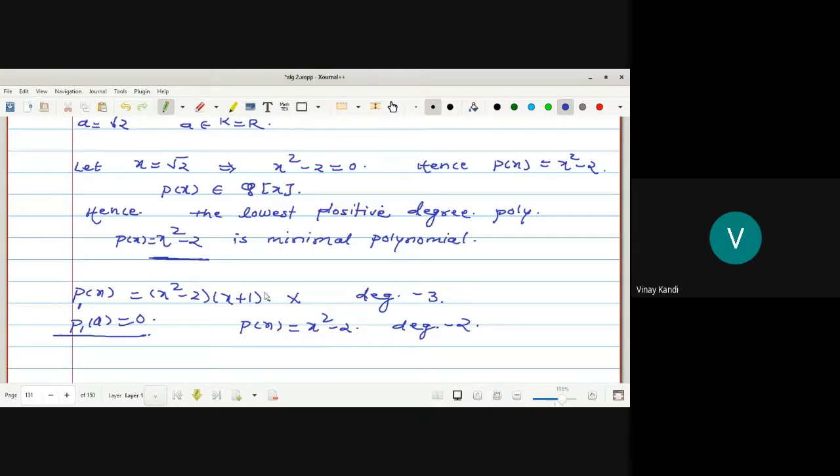Okay, infinite number of polynomials will come, but the minimal polynomial will be unique. Infinite number of polynomials exist which are satisfied by element A, but here we have to find only one polynomial. That's why the concept of minimal polynomial is taken.